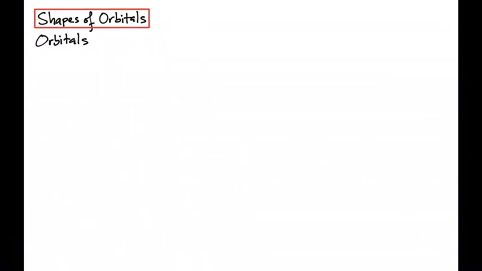There are several different types of orbitals. There's the s orbital, the p orbitals, d orbitals, and f orbitals. So you can only have one type of s orbital. There are 3 different orientations of the p orbitals. There are 5 orientations of the d orbitals and 7 for the f orbitals. And each orbital, if you remember, can only hold a maximum of 2 electrons.